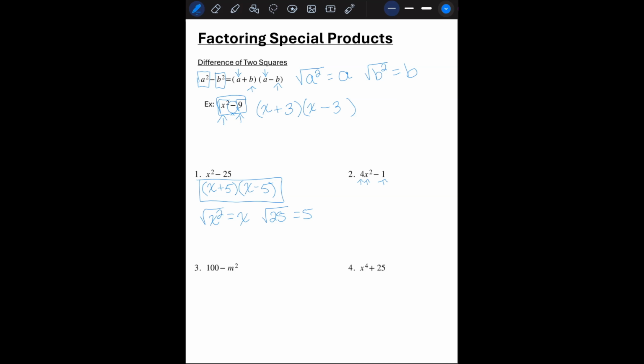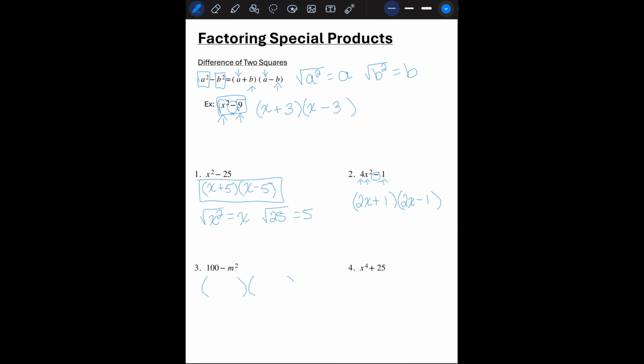So 4 is a perfect square, x squared is a perfect square, 1 is a perfect square. I have a minus in front of that 1 back there, so I know that this is the difference of two squares. The square root of 4 is 2. That goes in the front. The square root of x squared is x. That goes with it. These are conjugates, so 1 plus, 1 minus, and then the square root of 1 is 1.